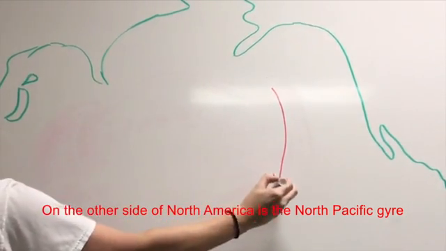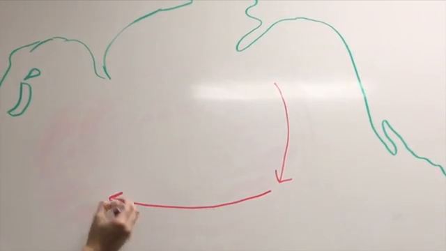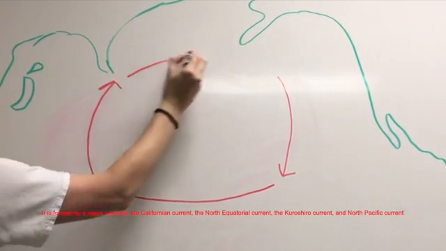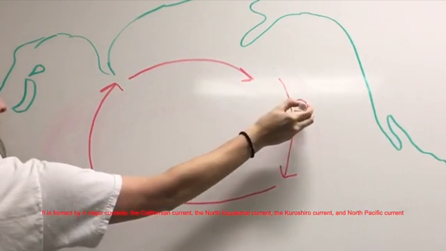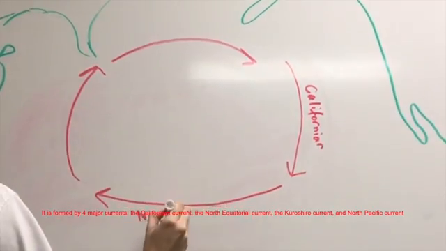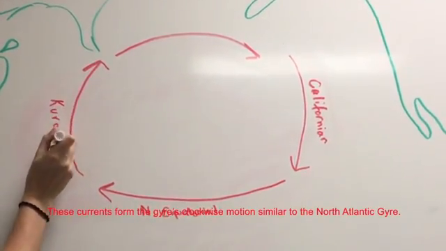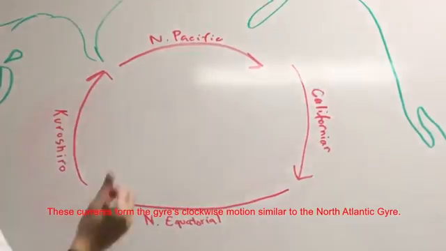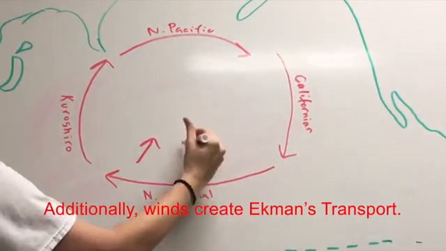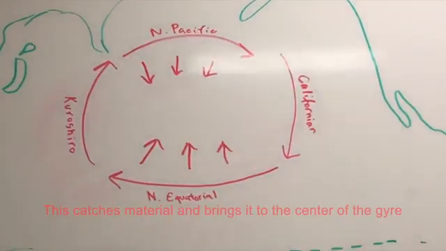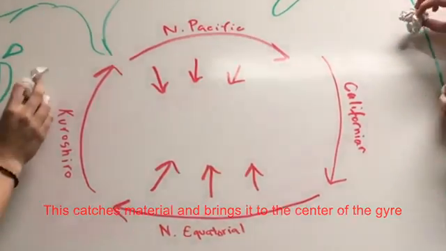On the other side of North America is the North Pacific Gyre. It is formed by 4 major currents: the Californian Current, the North Equatorial Current, the Kuroshio Current, and the North Pacific Current. These currents form the gyre's clockwise motion similar to the North Atlantic Gyre. Additionally, winds create Ekman's transport. This catches material and brings it to the center of the gyre.